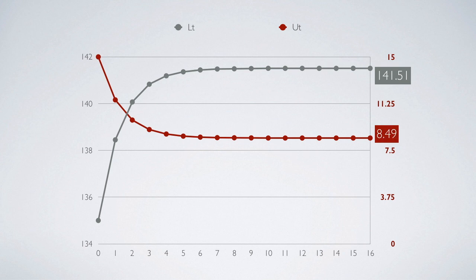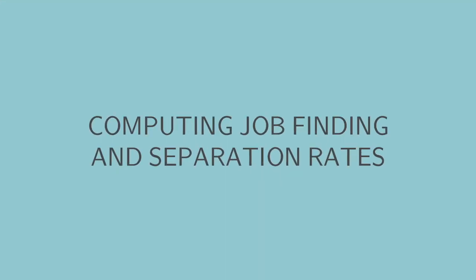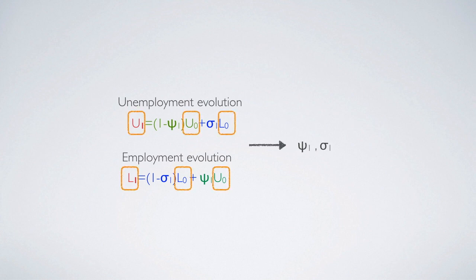That is what we calculated in the previous slide. Now we are going to compute job finding and separation rates from data. So we use the evolution equation that we obtained earlier. In these equations, we can always obtain the unemployment and employment data from a government website. Once you obtain these numbers, you can use these two equations to compute the underlying job finding rate phi and the job separation rate sigma.